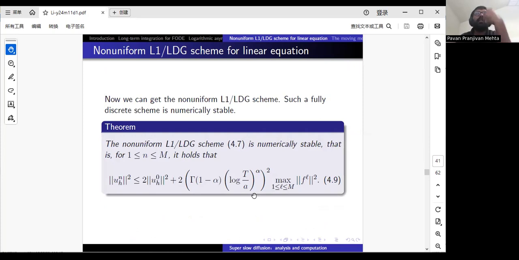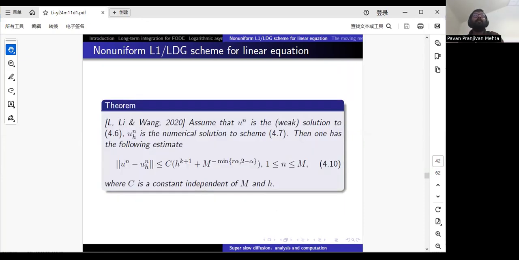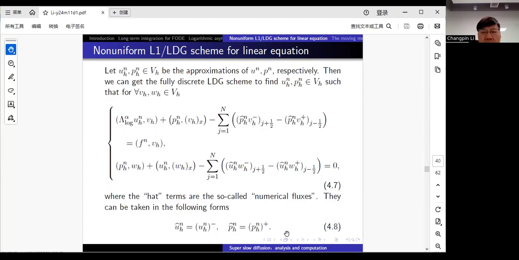So look here, in your previous slide, no, not this slide, the slide with the numerical flux. Yes, exactly. So in your first line you have u_h and p_h belonging to V_h. So what is V_h over there? What is the span of V_h? What is the definition of V_h?